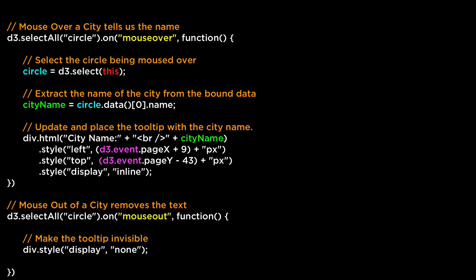Because we created the circles the D3 way, it means we can easily attach mouse over and mouse out event listeners to them. So regardless of where they are placed, we can create a tooltip to show up next to them. In this code, we select the circle and extract the city name from the object that was bound to the circle. Then, using the D3 event page X and D3 event page Y, we can place an HTML div on the page and give it the name of the city. Then, when we mouse out, we can hide the HTML div and it will disappear.